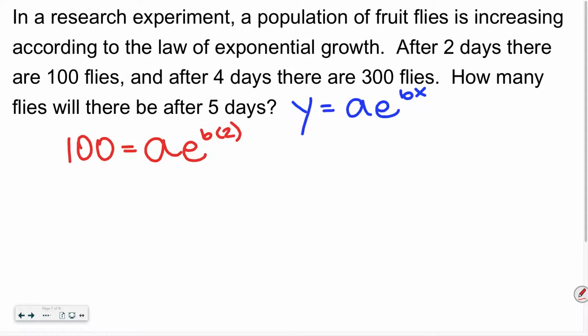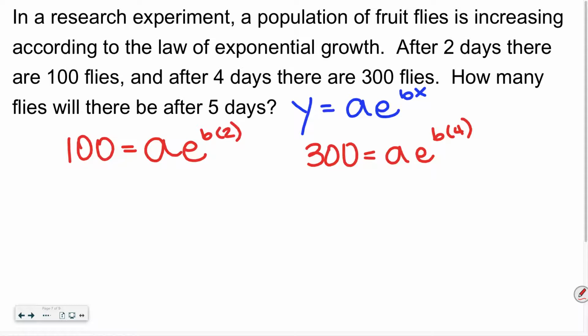So when we plug in 2, our output is 100. We also know that after 4 days, there are 300 flies. So when our input is 4, our output is 300. We need to figure out A and B so we can determine what our model is and plug values into it. Now, it would be nice if they said we started out with this many flies, but they didn't. If they gave us the initial amount, we would have A right down. But they didn't, and that's okay. We have 2 equations, 2 unknowns. We've solved things like that before, right?